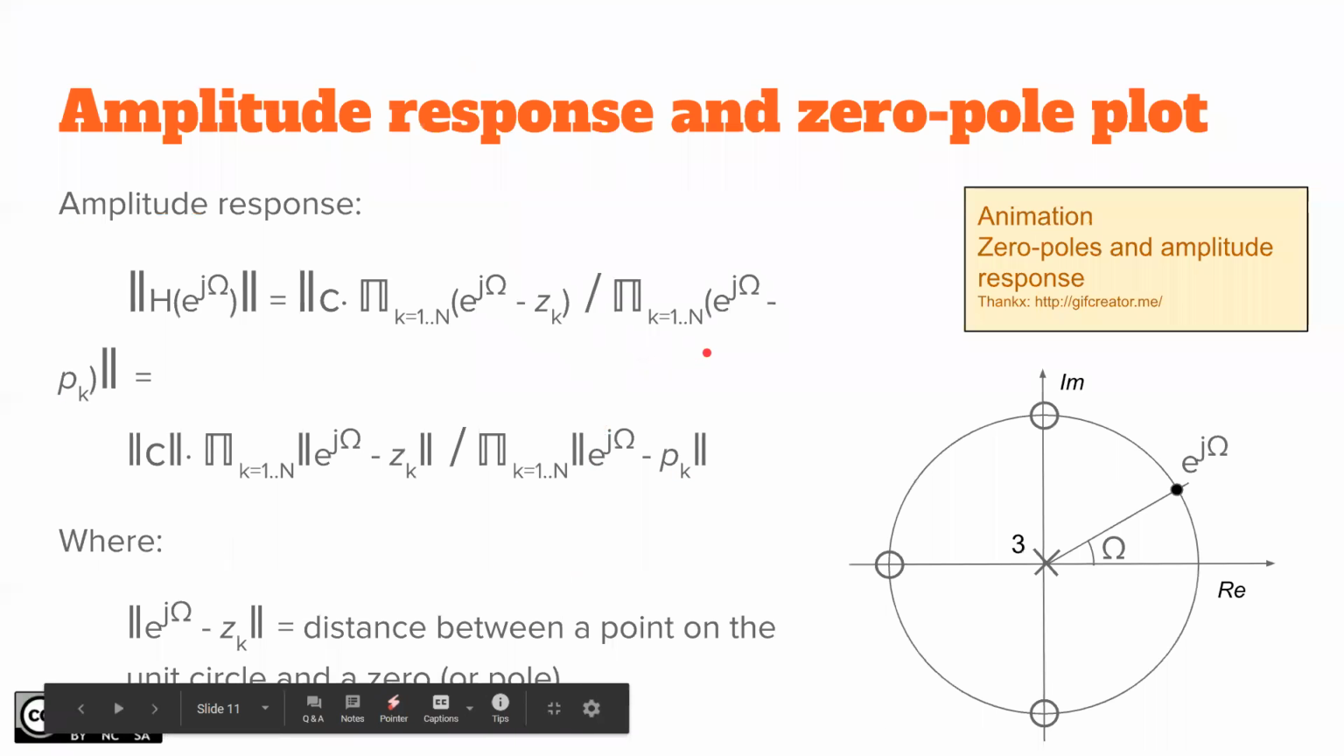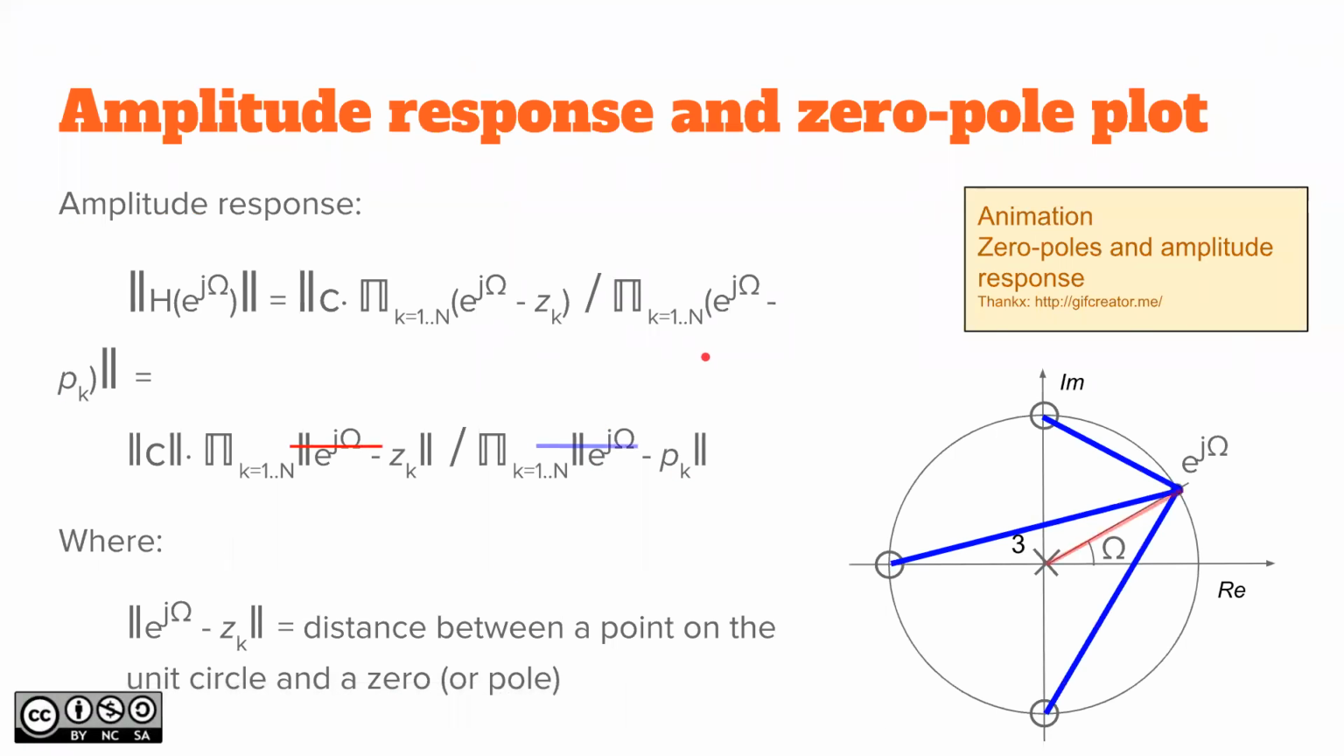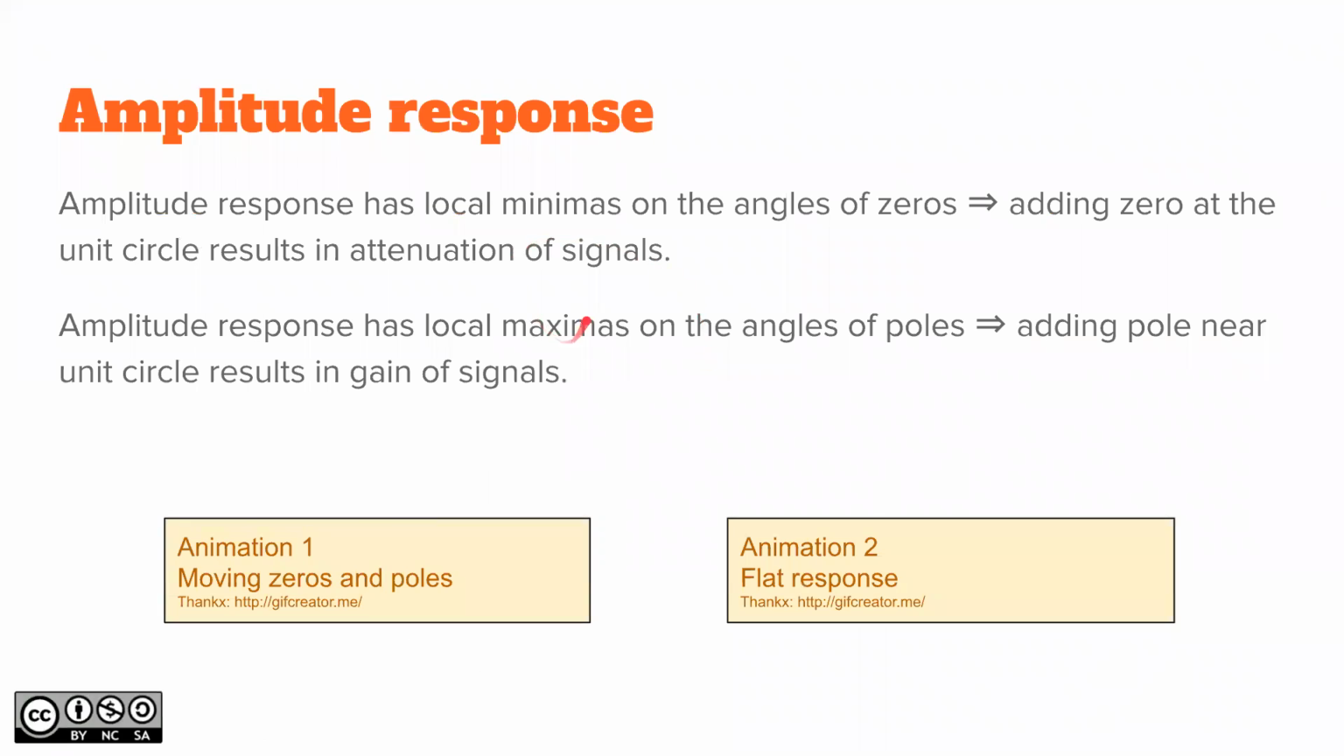Back to the big picture again. Oh, I don't understand those colors now. Okay. Amplitude response. More. So yeah, local minima are at the angles of zeros.